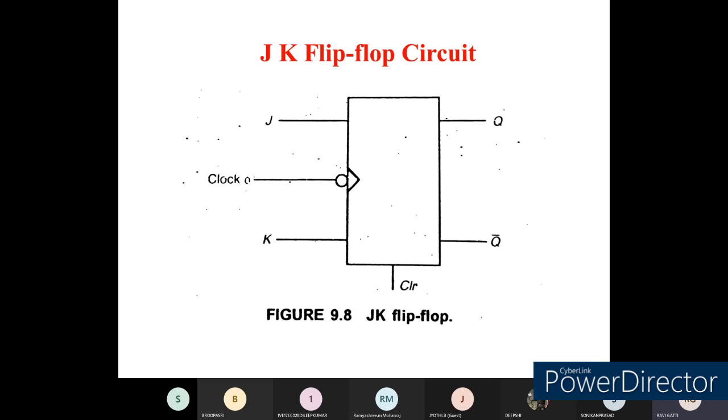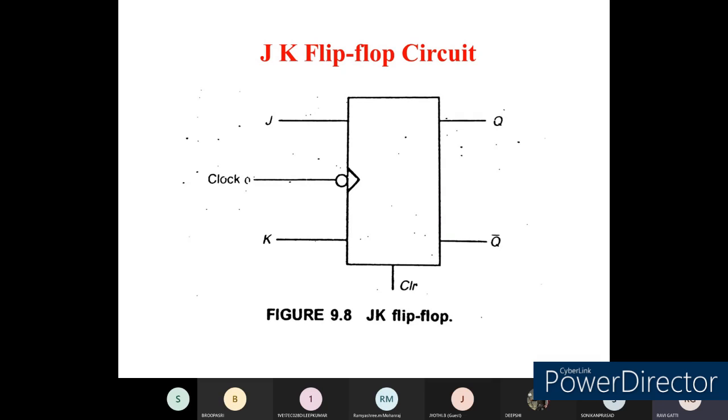So in order to avoid that race around condition, we can create a master and slave JK flip-flop. In the master and slave JK flip-flop, when the master is conducting, your slave will be inactive. When the slave is active, your master will be inactive. So the feedback mechanism we use in the implementation of the JK flip-flop will not be propagated from master to slave and slave to master in a single clock period. Therefore you will get a stable output at least for one clock signal. That condition we call the race around condition in the case of implementing a JK flip-flop using a single SR flip-flop mechanism.